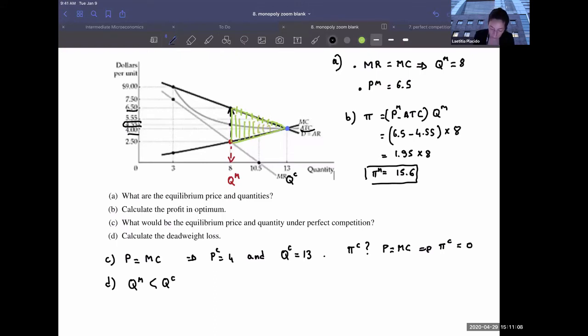So what is the area of this triangle? So deadweight loss. Well, that's the height of the triangle, which is 6.5 minus 2.5, multiplied by the base of the triangle, which is 13 minus 8. And because it's a triangle, you divide by 2. So if you compute this, you end up with 10.